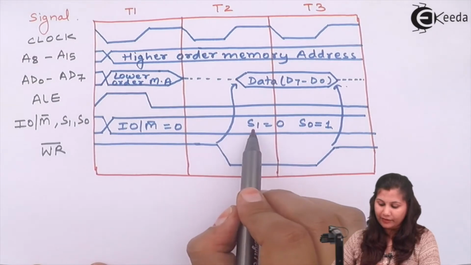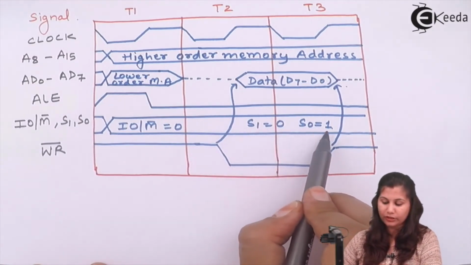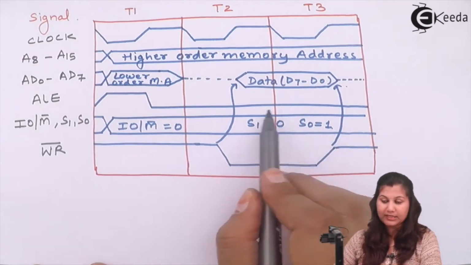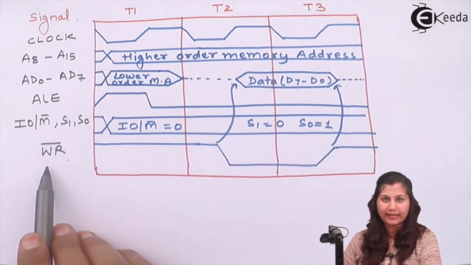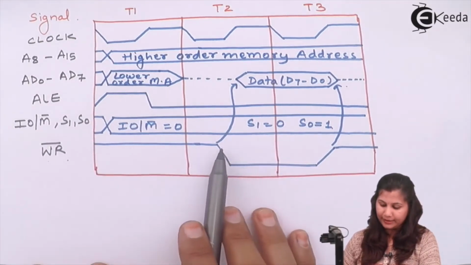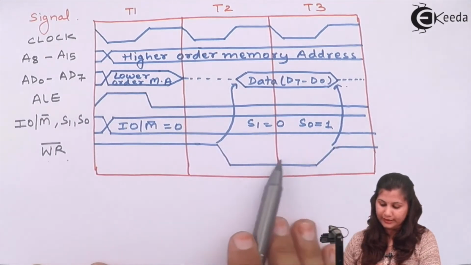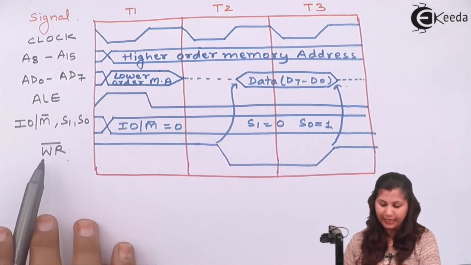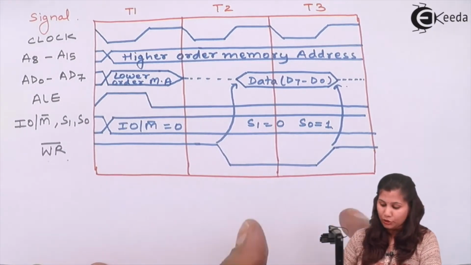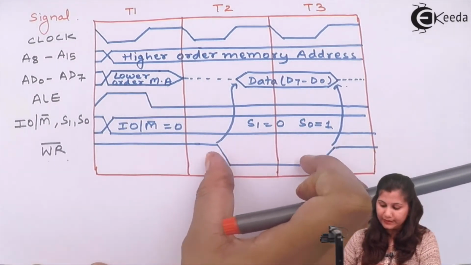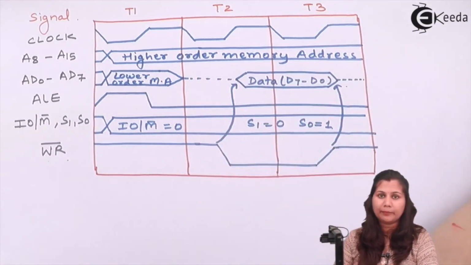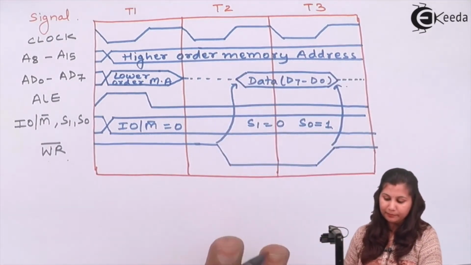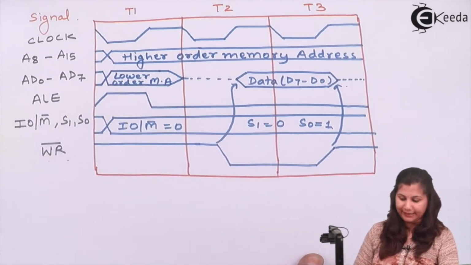So we have S1 equals 0 and S0 equals 1, because it's a write operation. Now here we have WR, the write signal, and this write signal is low. It means it is active. It is an active low signal. So during this period, this data will be written into the memory. So this was our memory write machine cycle.